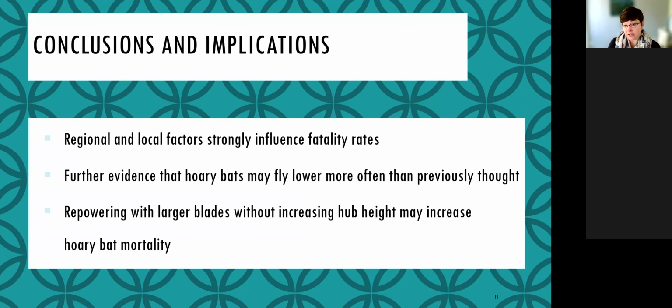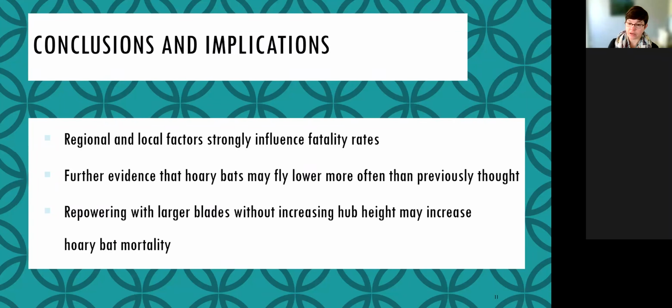So basically, in conclusion, not surprising and consistent with other research, we find that regional and local factors do strongly influence the fatality rates. So what we see at one site is not necessarily going to be predictive of a site somewhere else or at a different point in time. But this really strong effect that we saw of ground clearance is basically indicating that hoary bats perhaps are behaving differently than what we expected, and that's really important for trying to address the risk of turbines.